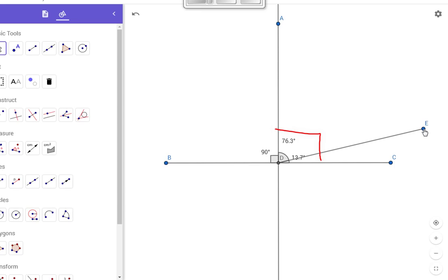Now I have a 13.7 degree angle and a 76.3 degree angle. What is the sum of 76.3 and 13.7? It's 90 degrees. No matter what I do to point E right here, it's going to change the degrees of angles ADE and EDC, but the sum is always, always, always going to be 90 degrees. So when two angles add up to equal 90 degrees, we call them complementary angles.